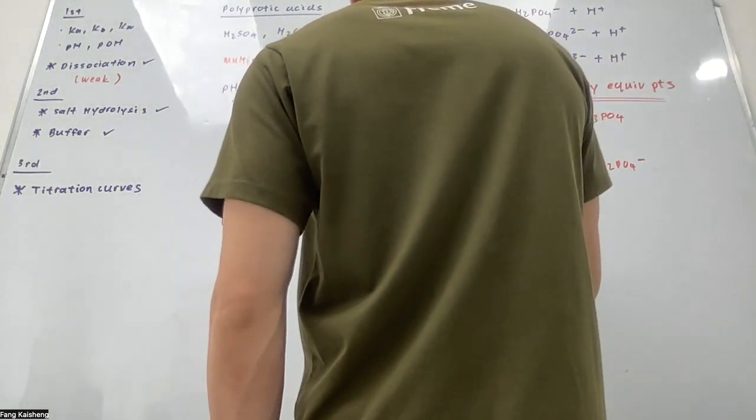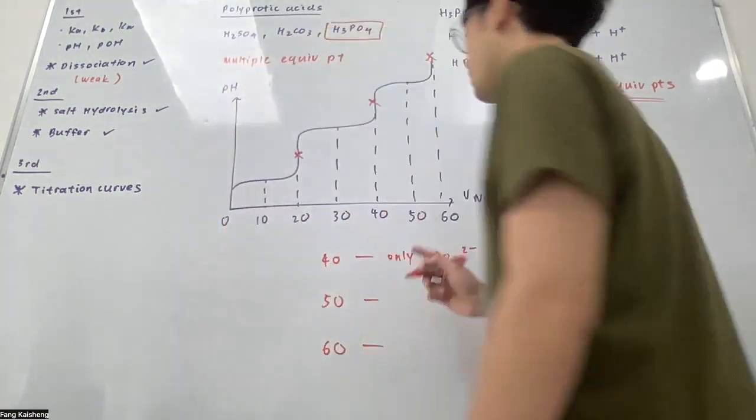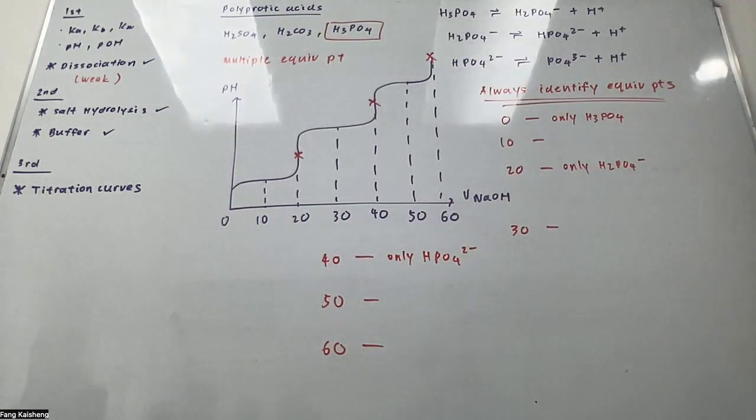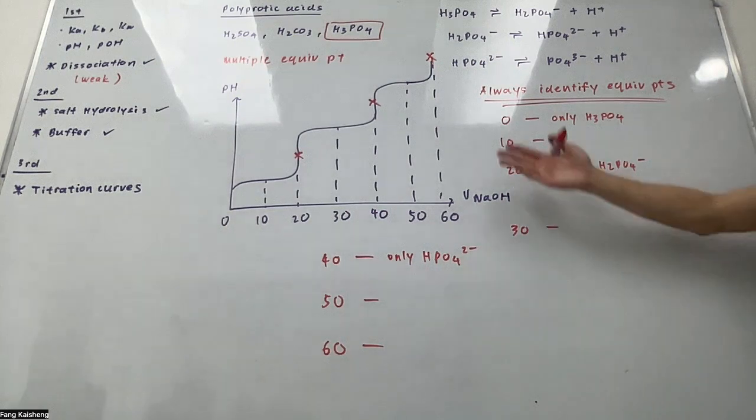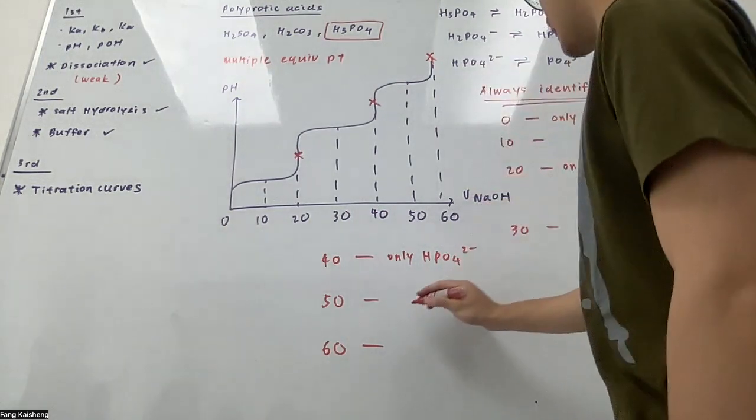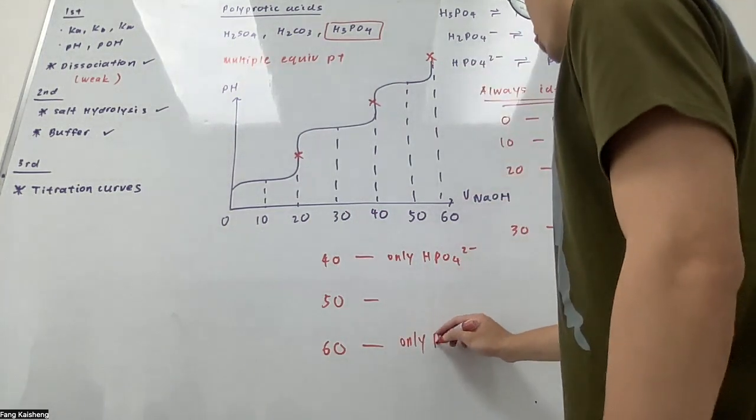Remember, at all your equivalence points, you only contain the salt. These are the respective salts. You have the third equivalence point at 60, which is the last one, only PO4 3 minus.